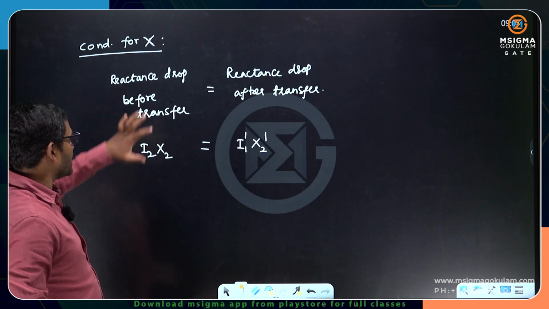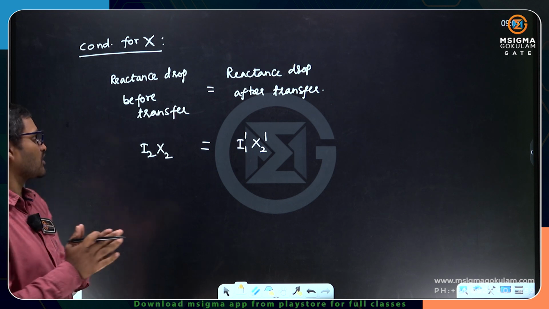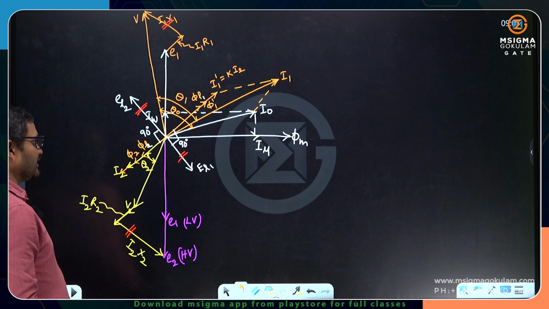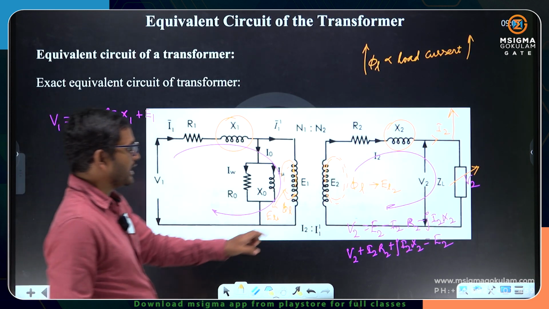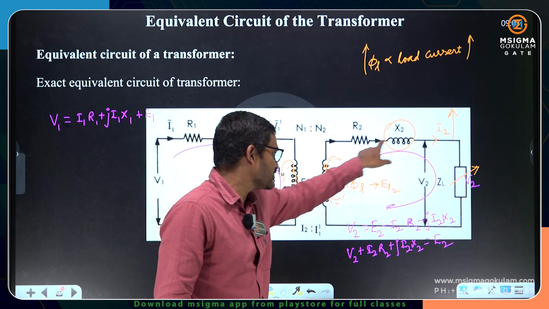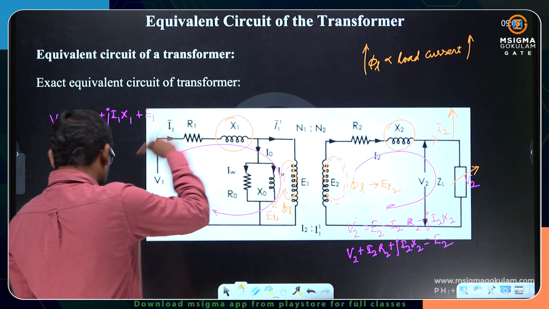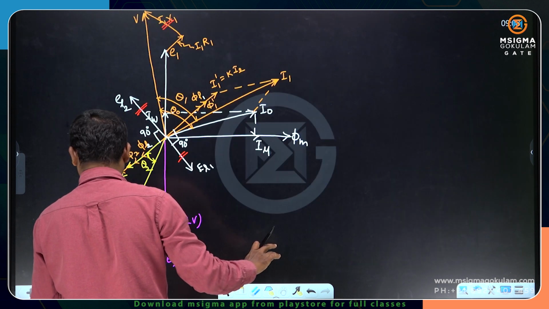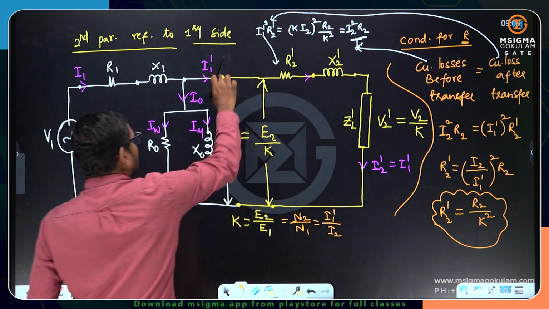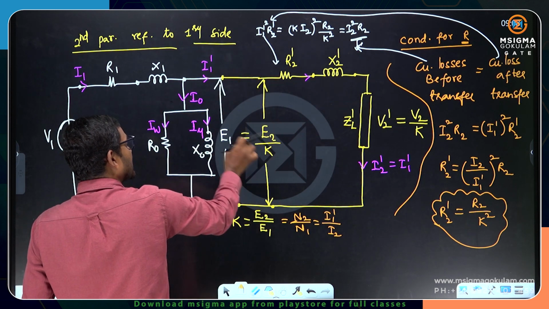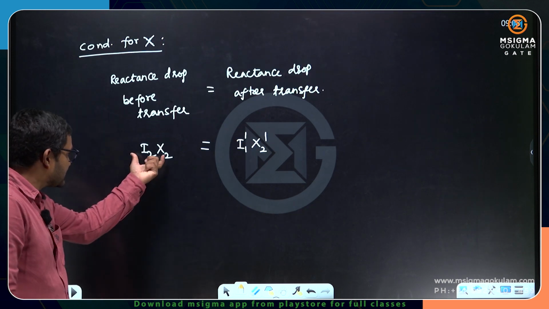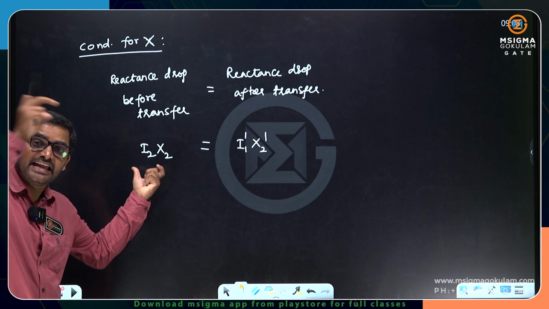Now here we take up not just the reactance drop. Along with this, there is one more parameter you need to consider. If you look at the equivalent circuit, X2 is operating at a voltage of E2. But after transfer, it is going to operate at E1. After transferring, it is not operating at E2, it is operating at E2 by K, that is E1. So this reactance drop is with respect to the E2 value.